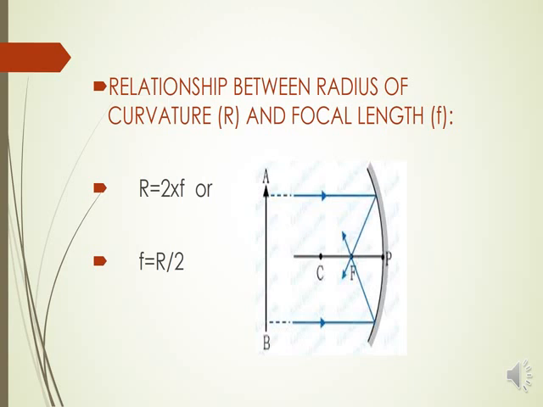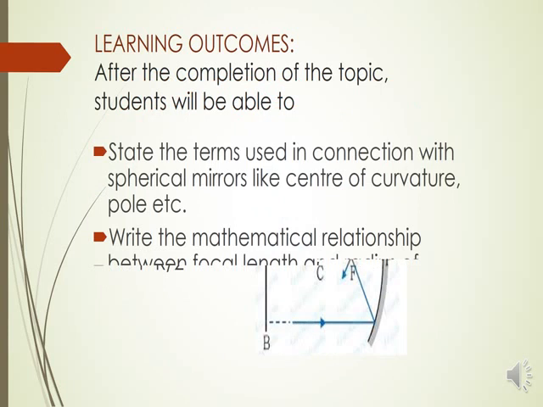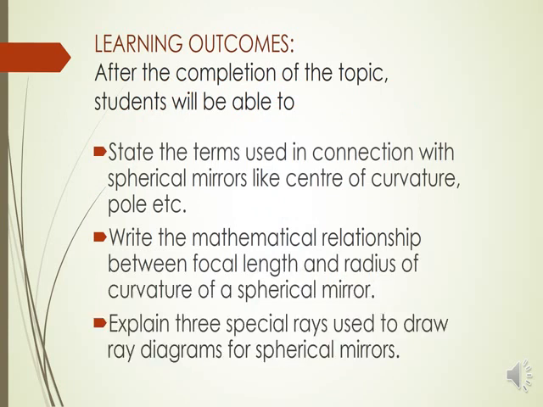We have achieved our second learning outcome, and now students, you all are able to write the mathematical relationship between focal length and radius of curvature of a spherical mirror, that is, focal length is half of the radius of curvature of a spherical mirror.